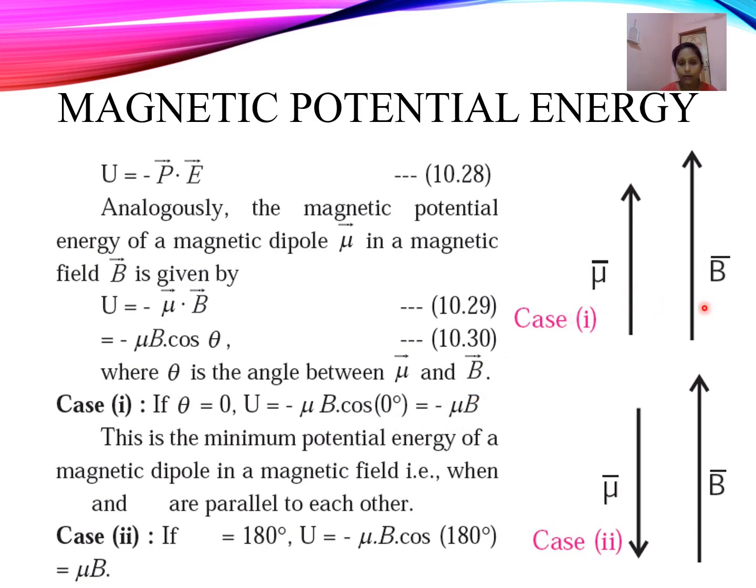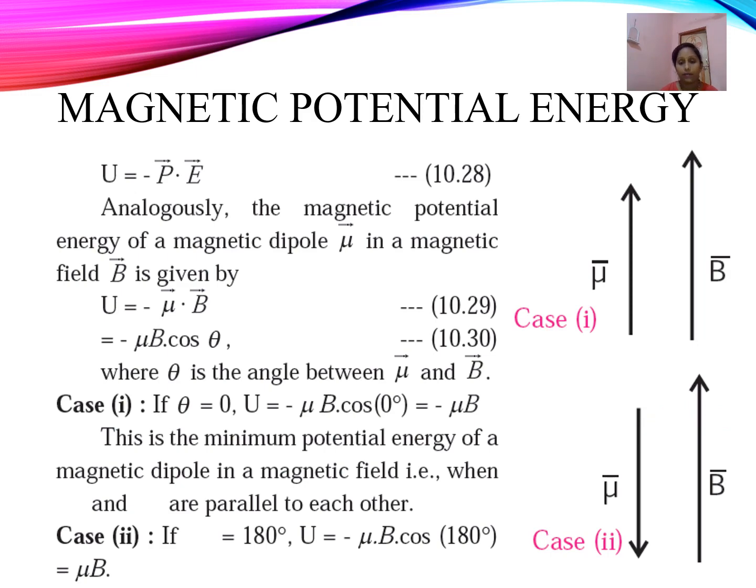If theta is 180 degree, U is equal to minus mu B cos 180 degree. Cos 180 degree, the value is minus 1, so the equation becomes U is equal to mu B. This means that it is the maximum potential energy of a magnetic dipole in a magnetic field when they are antiparallel to each other.